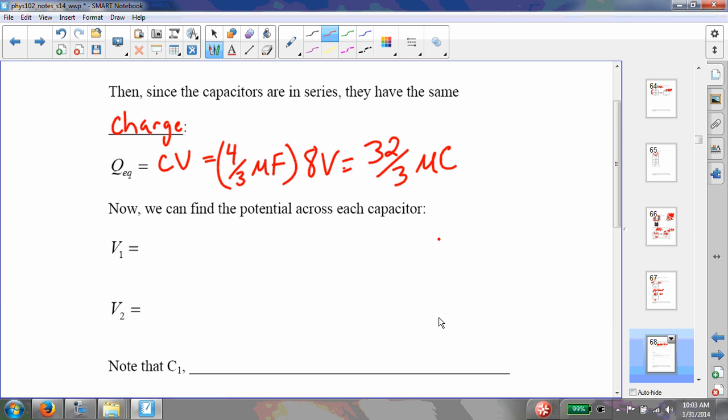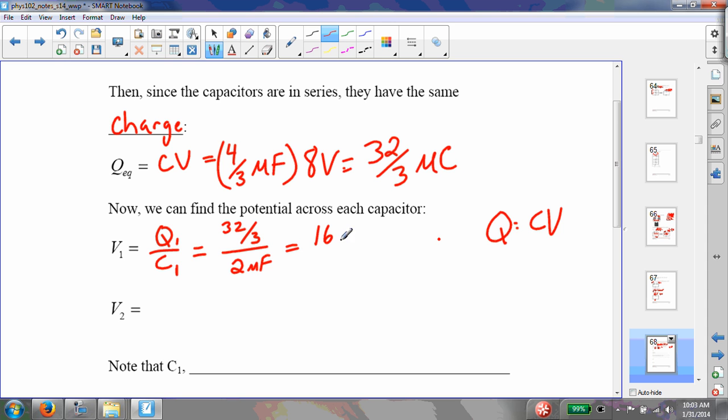Okay, so now we can find the potential. Remember, Q is equal to CV. So V then is equal to Q over C. On these problems, anytime you get two of the values, you can always find the third. All right, so V is equal to Q over C. Q is 32/3. Our C, this is C1 and Q1. C1 was 2 microfarads. That was from the original problem. So that is 16/3 volts. And V2 is going to be Q2 over C2. Q2 is the same as Q1, that's 32/3 microcoulombs divided by 4 microfarads, and that's going to be 8/3 volts.